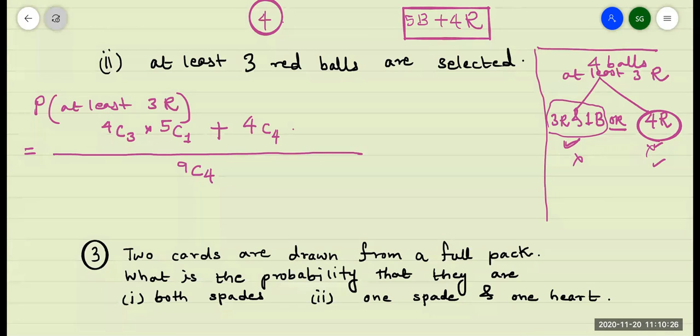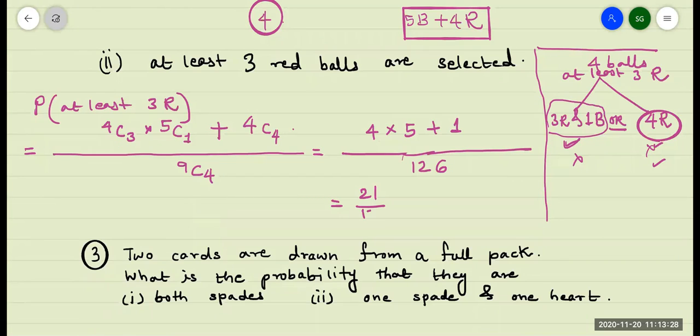This is my rough work, and remember the word and is used by multiplication and or is used by addition. 9C4 was 126 as we have calculated already. 4C3 is same as 4C1 and therefore it is 4. 5C1 is 5 and 4C4 is 1. So it is 21 upon 126, which comes out to be 1 by 6. Correct, no? Yes, ma'am. 1 by 6. That is my final answer.